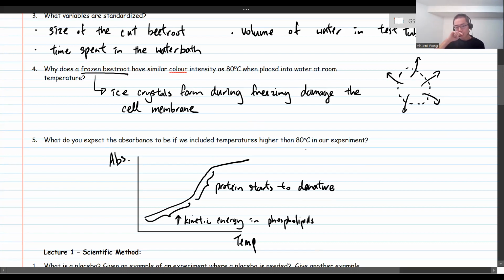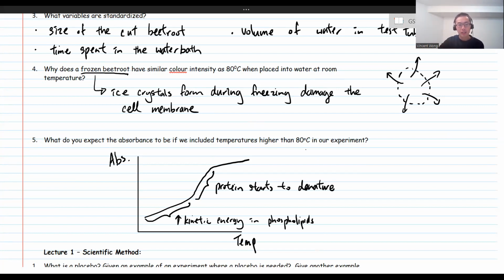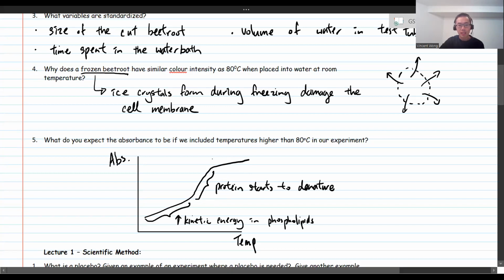Membrane protein starts to denature, and as you know, membrane protein is important for maintaining the integrity of the cell membrane, right? Because they provide attachment points for the cytoskeleton and so forth. So once you denature the protein, you basically destroy the cell membrane completely. And that's when the absorbance peaks, at 70 degrees.